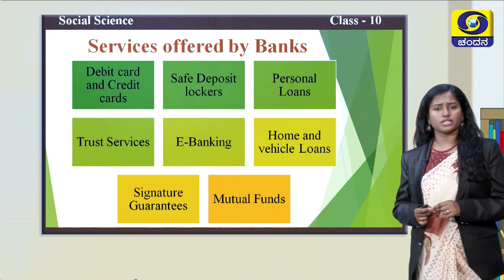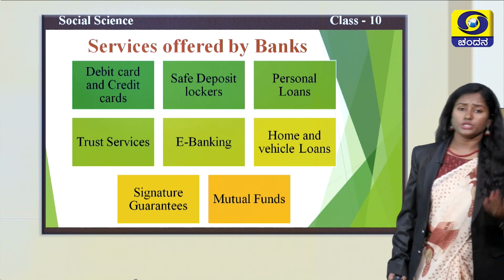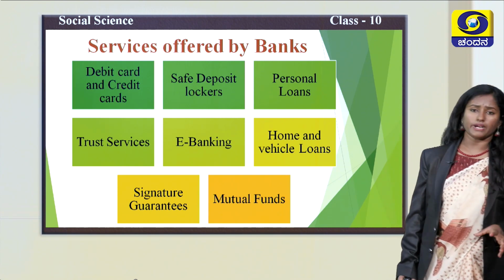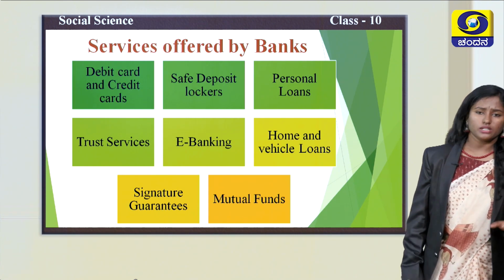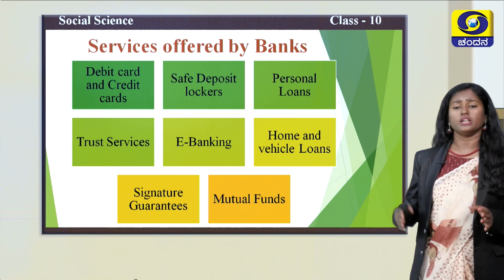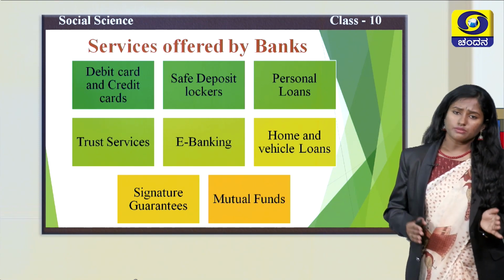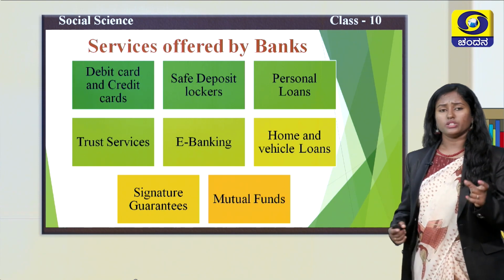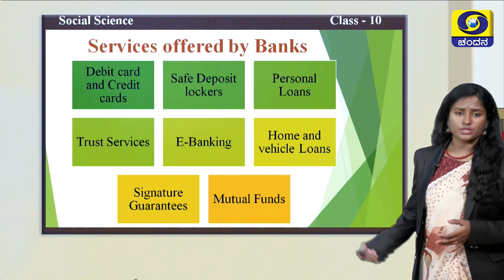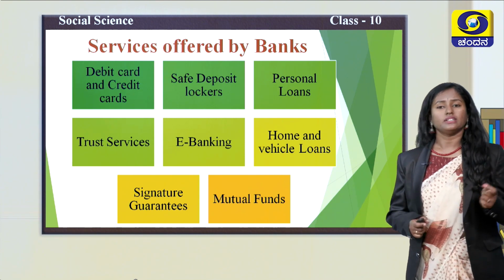Safe deposit lockers. Under the safe deposit lockers, all your documents, valuable and expensive jewelry, everything is kept safely under the supervision of the bank. Next comes the personal loans. When it comes to loans, it needn't be only personal loans; it could be housing loans, vehicle loans, industrial loans or agricultural loans. On a rate of interest, you will be given a loan based on your qualification, or on the assets you have. You have to repay it to the bank with the rate of interest.